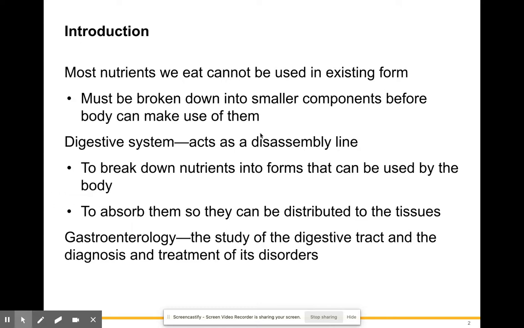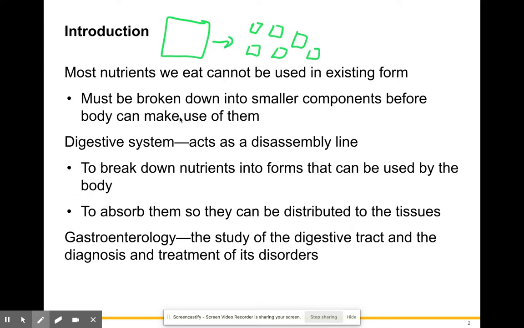So you take a protein, you disassemble it into its smaller parts. You take a carbohydrate, you disassemble it into its smaller parts, and so on and so forth. To break down nutrients into forms that can be used by the body is what we want to do. We want to take very large pieces of meat or plant-based material or whatever, and break those down into smaller units, like simple sugars and amino acids and things like that. That's what our digestive system wants to do.